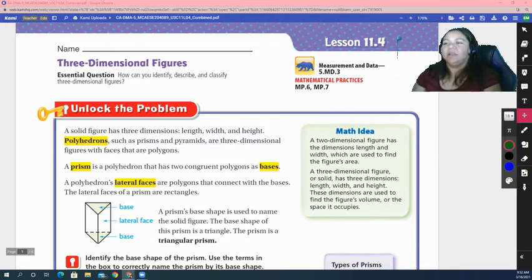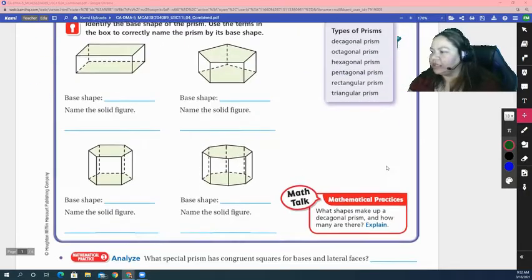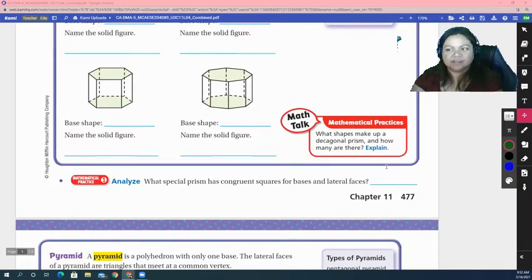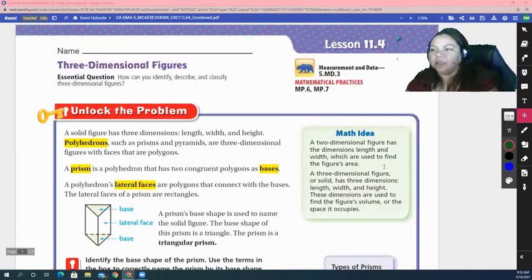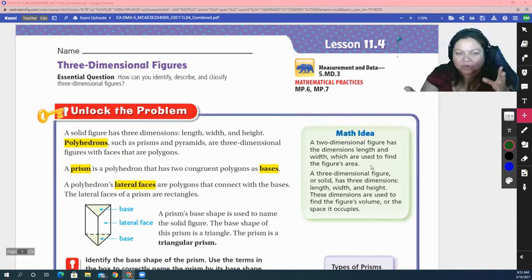Everyone. Today we are doing lesson 11.4. We are on page 477, and we will be looking at only one lesson. Today we will be looking at three-dimensional figures. These are figures that are not flat. They are three-dimensional.